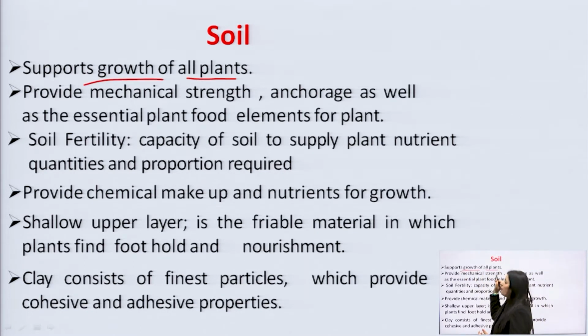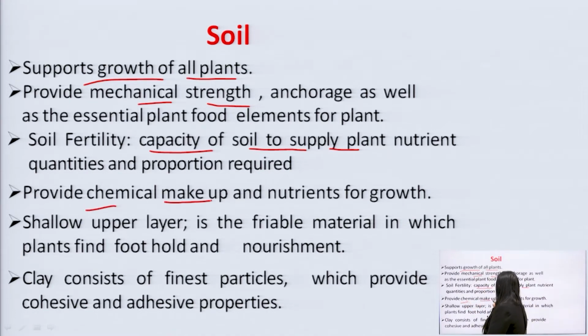Soil supports the growth of all plants because all the nutrients which a plant requires for its growth come through the soil. It provides mechanical strength, anchorage as well as the essential plant food elements for the plant. Soil fertility is basically the capacity of the soil to supply plant nutrients in the quantities and proportion required. If we keep growing plants in the same soil again and again, there will be depletion of nutrients. So, we have to provide nutrients to that soil in the form of manure or fertilizers.